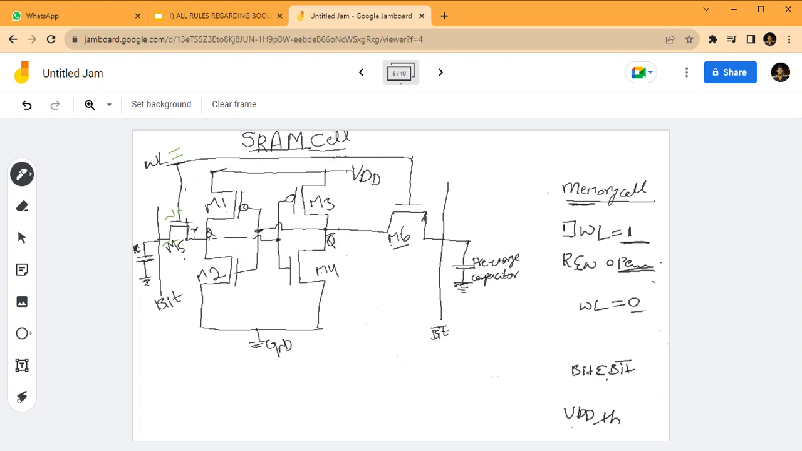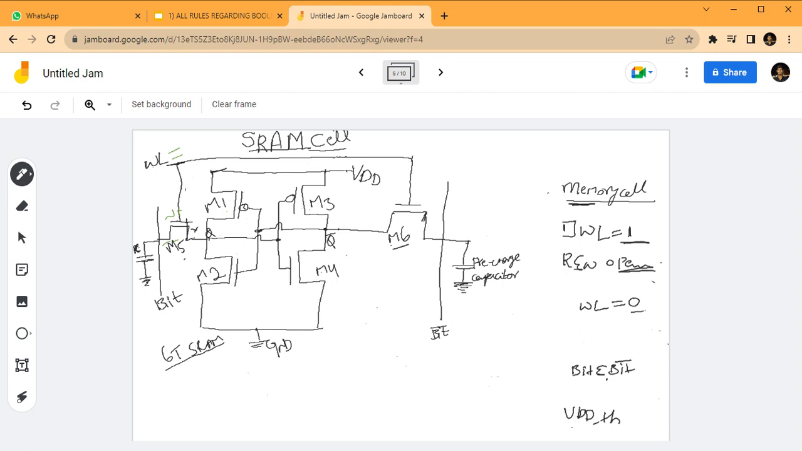Hi, hello everyone. Today I am explaining the SRAM cell, which means static random access memory cell. In this example, I am considering the 6T SRAM cell. It consists of 6 transistors: M1, M2, M3, M4, M5 and M6.